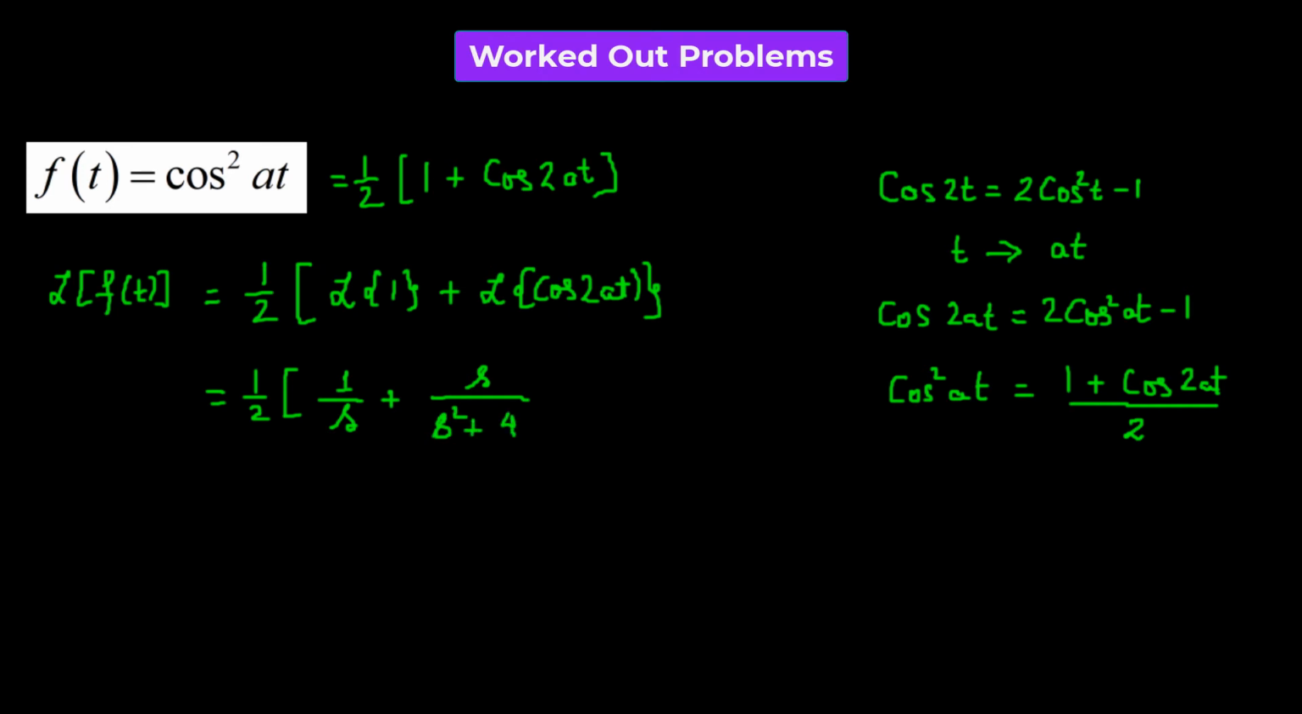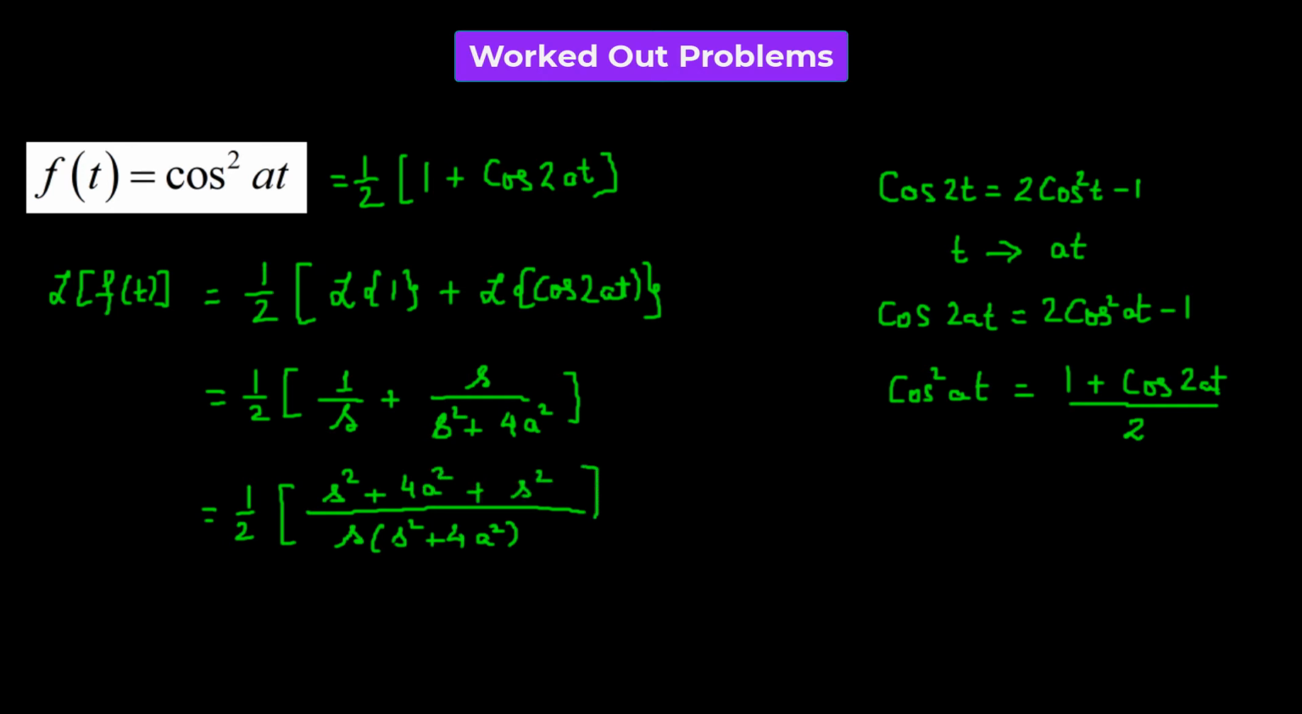So 2a whole squared will be 4a squared. Now let's combine the two terms. So we have half multiplied to s times s squared plus 4a squared in the denominator, and in the numerator we have s squared plus 4a squared plus s squared. So that gives us half. So we have s squared plus s squared, so that will be 2s squared plus 4a squared divided by s times s squared plus 4a squared.